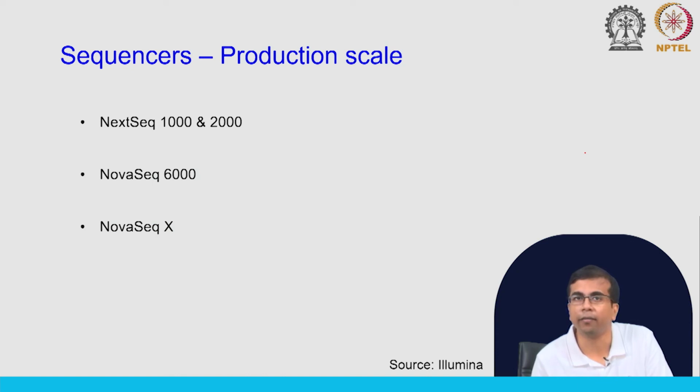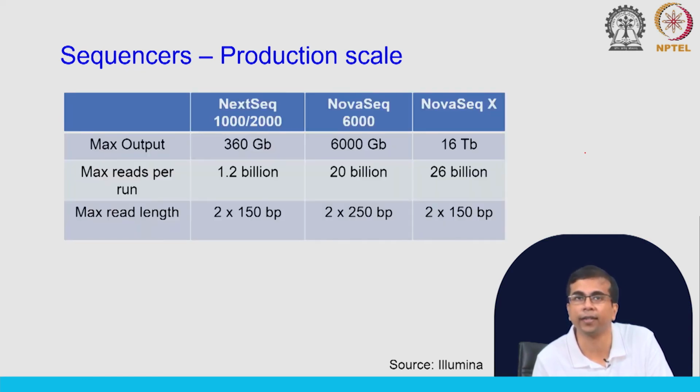And then we also have production scale sequencers, called NextSeq 6000 and NovaSeq X, and these are the outputs that you get. You can see these are even more bases that you are getting out of the sequencers, going up to 16 terabases. And maximum read number also increases proportionally. Now, you are in the billion levels.